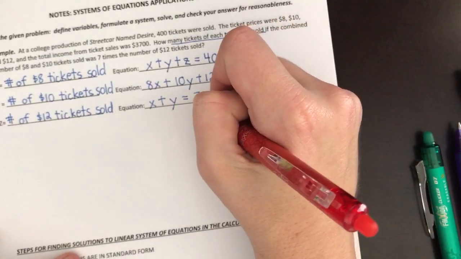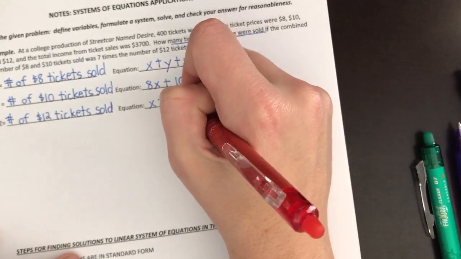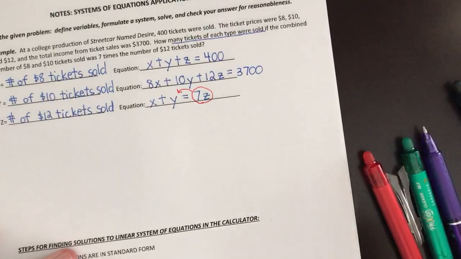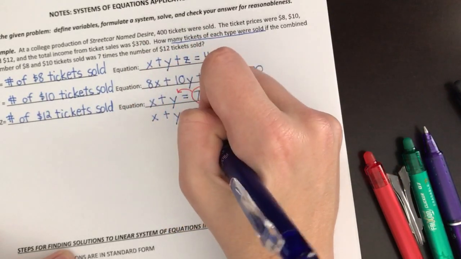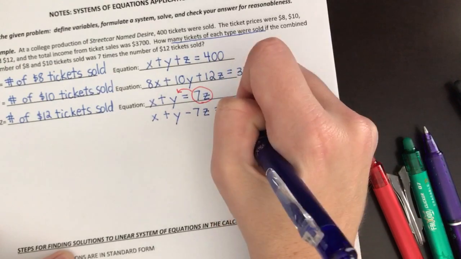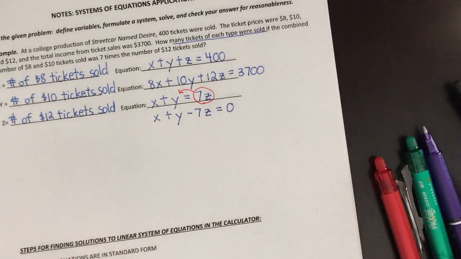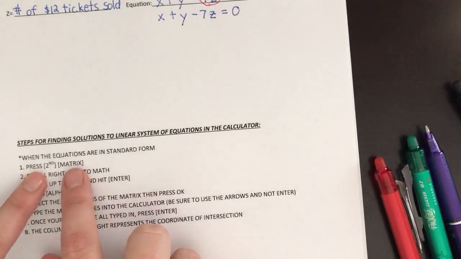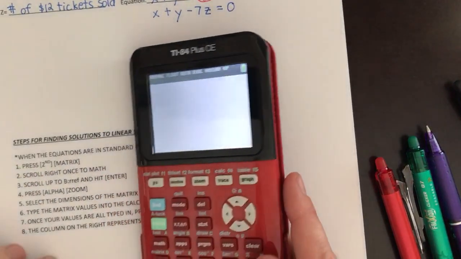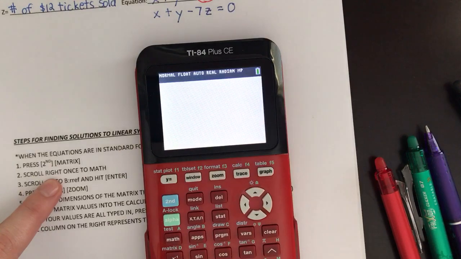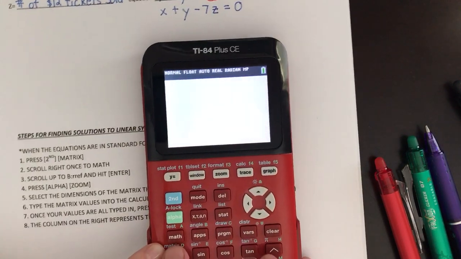So I'm going to move over the 7z. So then my new equation would be x plus y minus 7z equals, now there's nothing left on the right. So now my equations are in standard form. So then I'm going to press second matrix. So I've cleared my calculator. So second matrix right here.